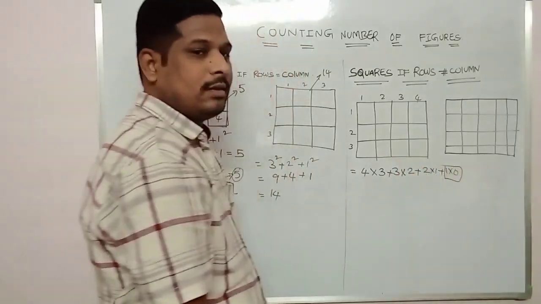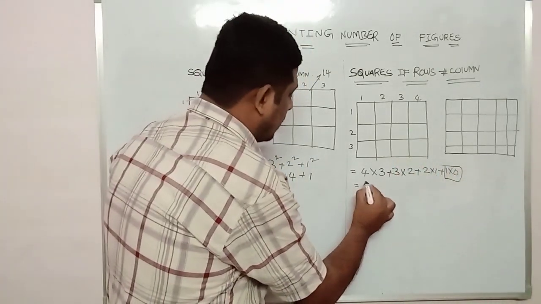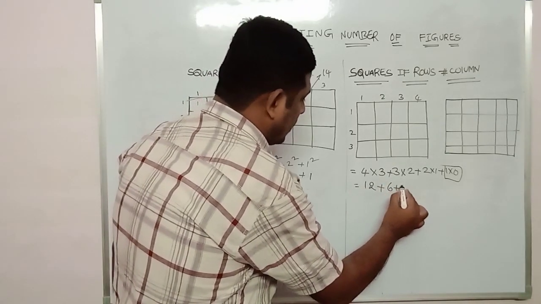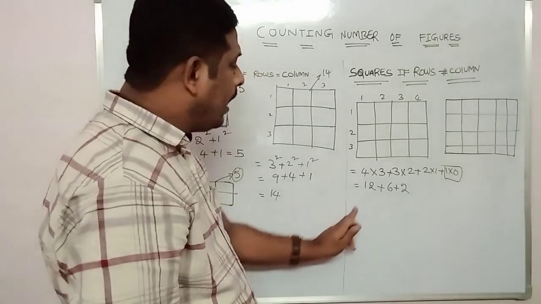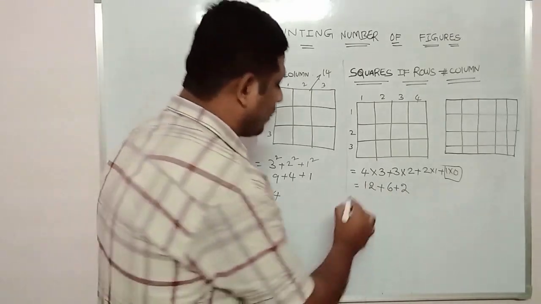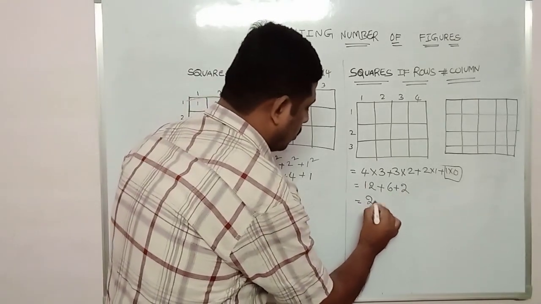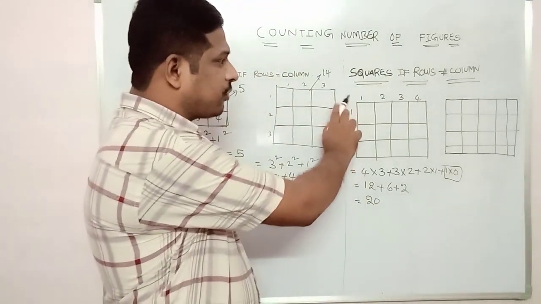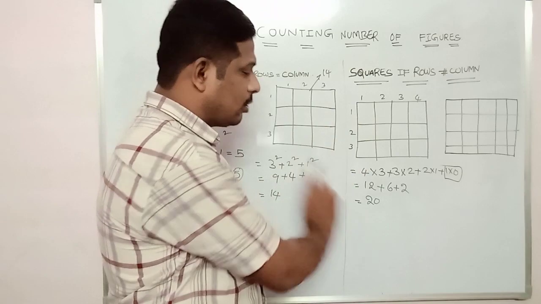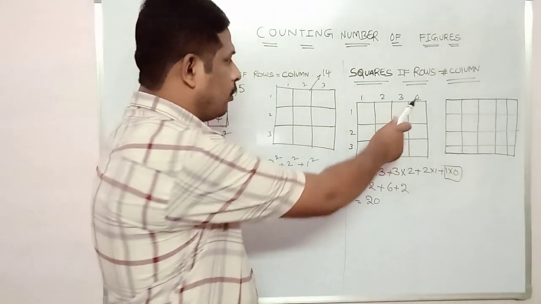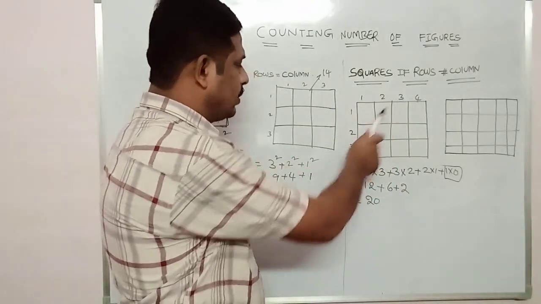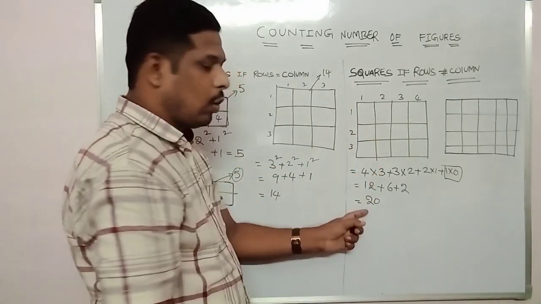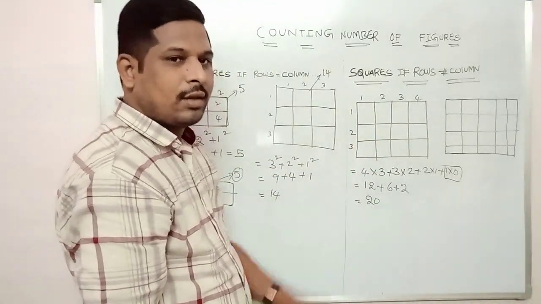We clearly know this value is 0. Then 4 3s are 12 plus 3 2s are 6 plus 2 1s are 2. 12 plus 6 plus 2, which is equivalent to 20. So the number of squares in this figure is 20. 4 3s are 12, 3 2s are 6, 2 1s are 2, 1 zeros are 0.